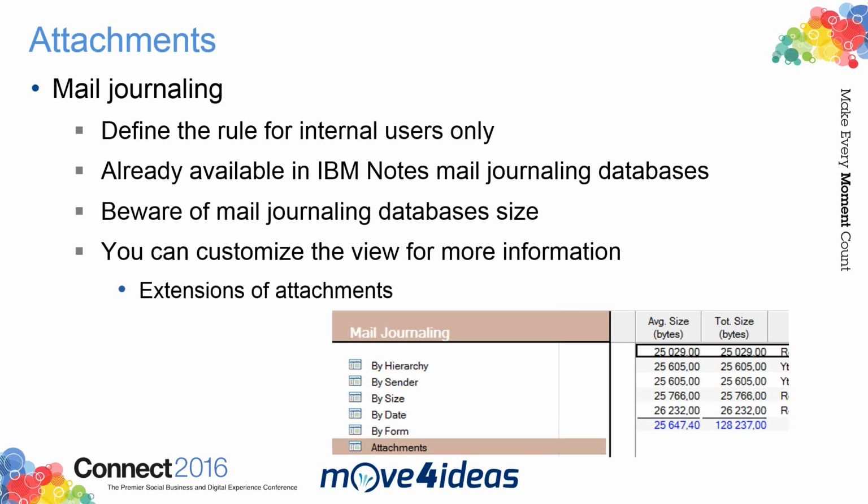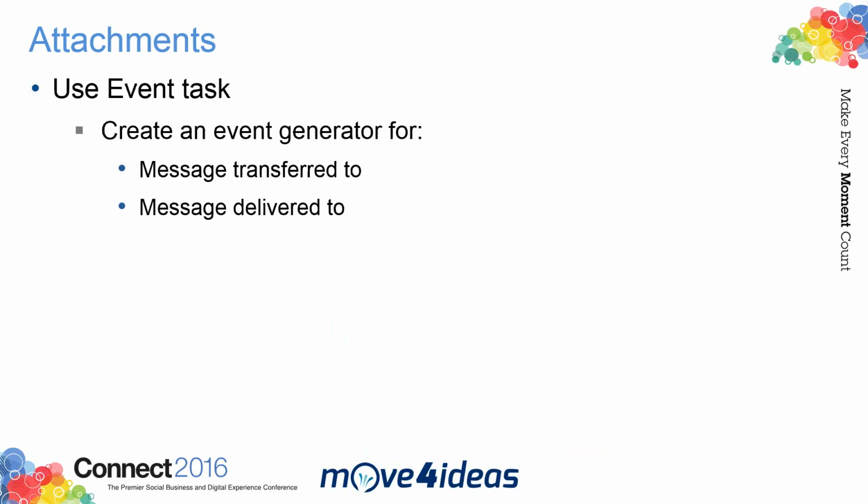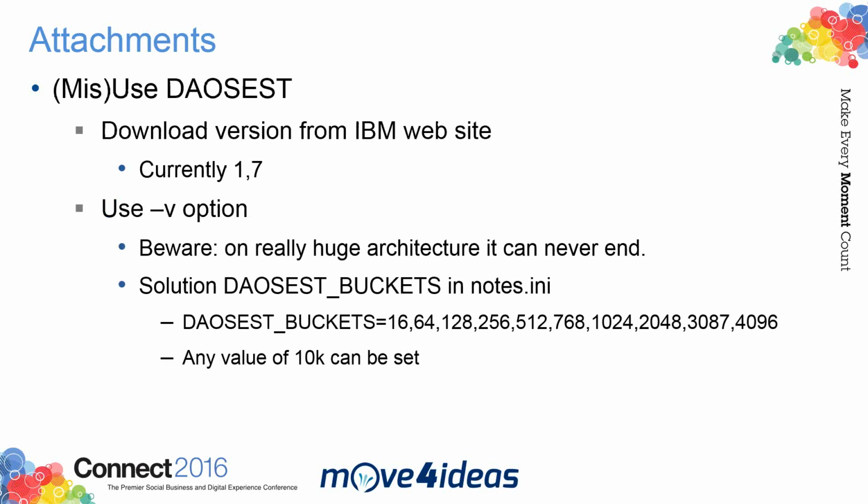Mail journaling can be helpful in that case because you have an attachments view, and so you can customize the view to get the extension of the attachments. So it's really interesting to use this tool, and it's inside Domino, right? You can also use the event task, and you can create an event generator for message transferred or message delivered. Another way is to use the DAOS estimator.